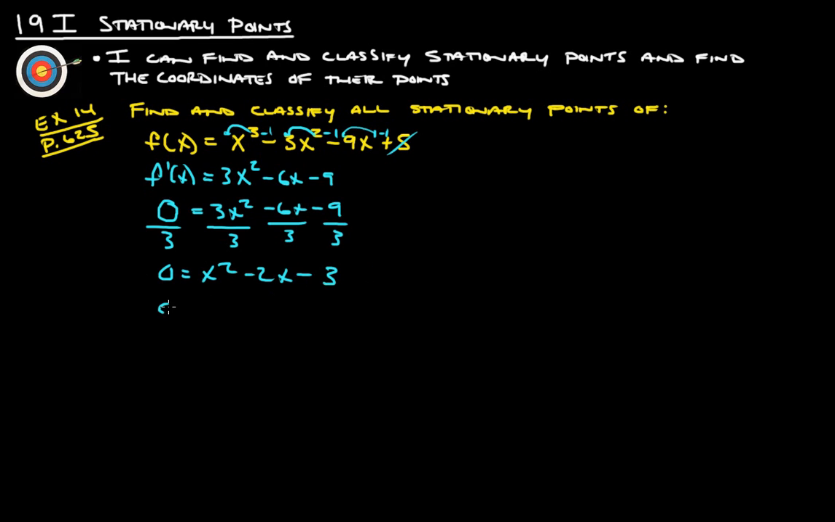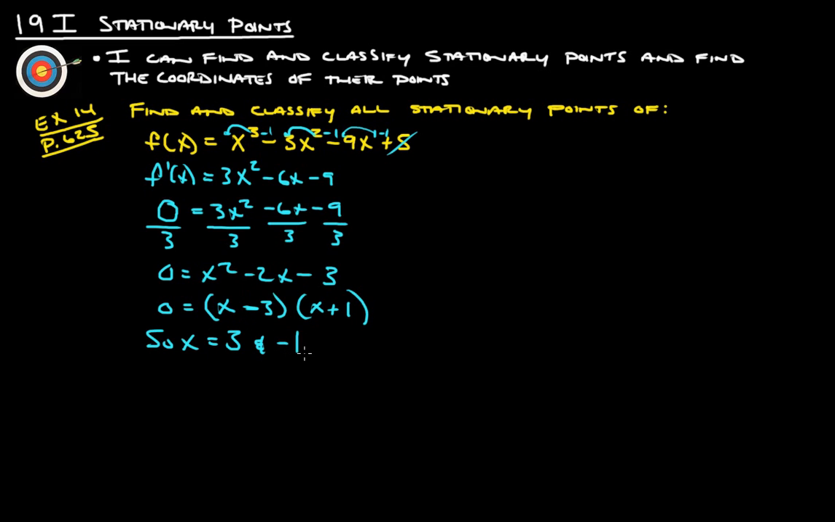So we can factor this. Factors of 3 that have a difference of 2 are going to be 3 and 1. They're the only factors. The negative sign goes with the bigger of the two, and this tells us that these signs have to be opposite. So x has to equal 3, and also it equals negative 1.